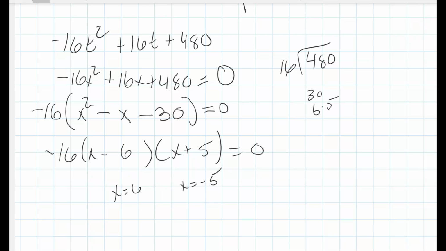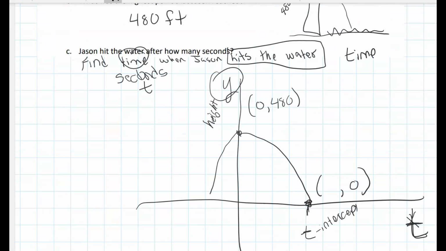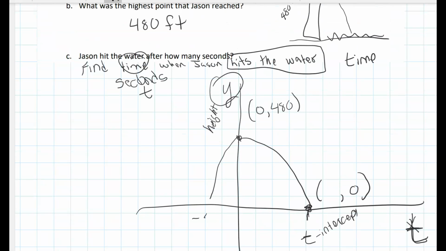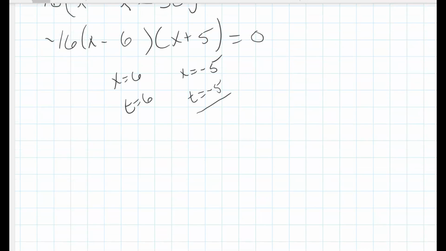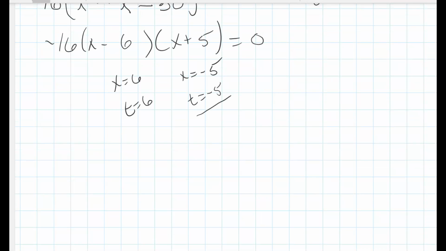But wait a minute. X, and remember it was actually t. What does the t stand for again? Time. So negative 5 seconds. Now it makes sense, right? If I could go back in time, but this is just an equation. This doesn't exist because we don't have negative time. So this is called, I forget what it's called, but basically it's not usable. T equals 6 seconds. And that's pretty much how you solve a quadratic function.